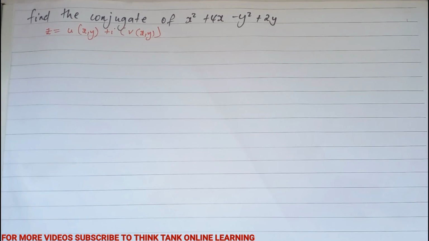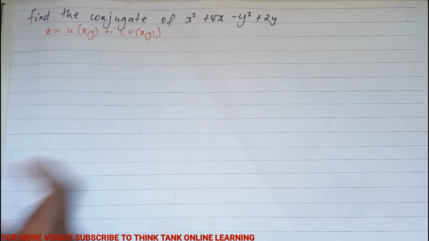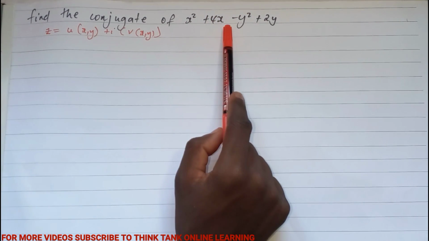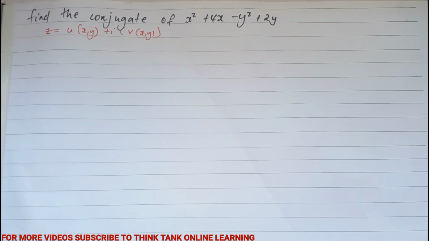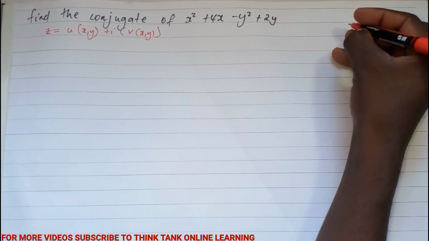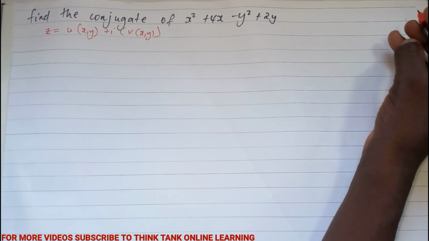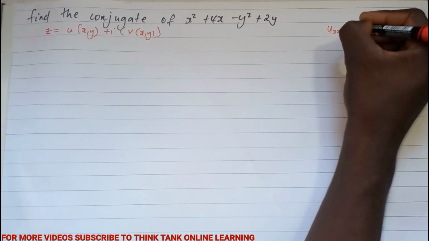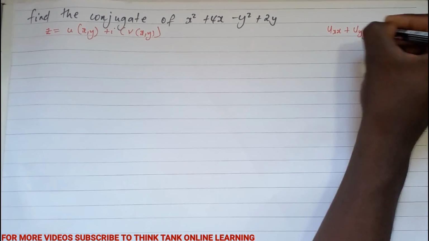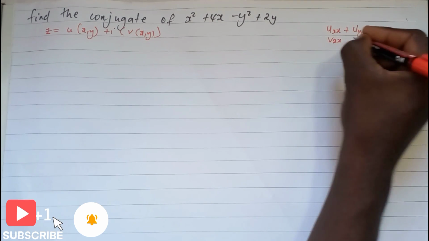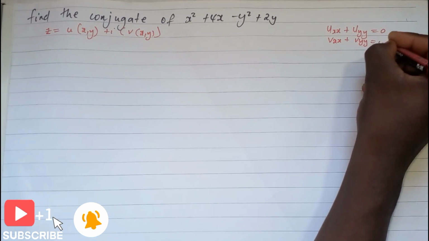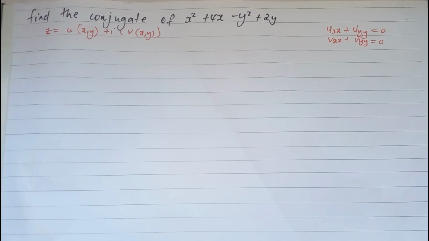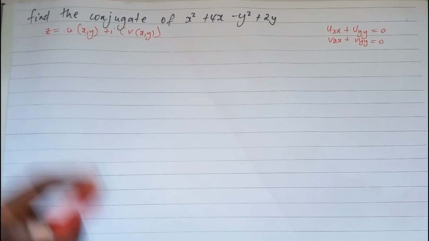In order to find this harmonic conjugate, first of all, the function should be analytic. So how do you know that the function is analytic? If it is analytic, it should satisfy these equations, which we call the Cauchy-Riemann equations. We say uxx plus uyy should be equal to 0, or vxx plus vyy should give you 0. If this gives you 0, that means the complex variable given is analytic.